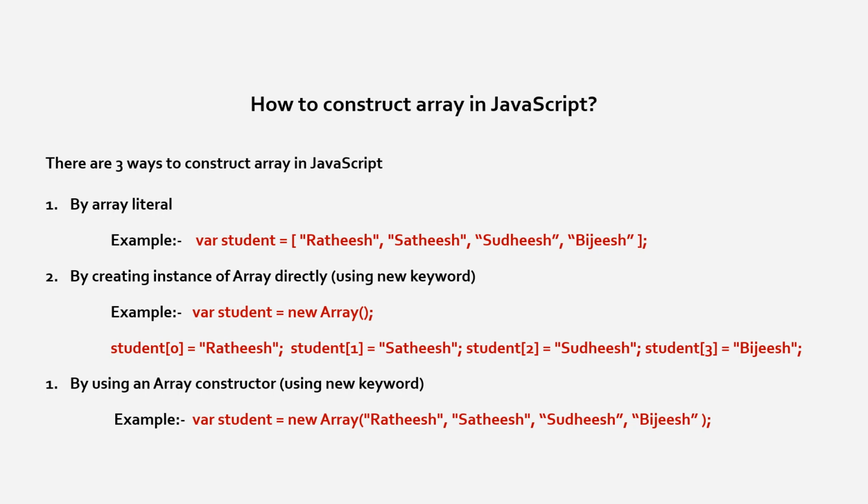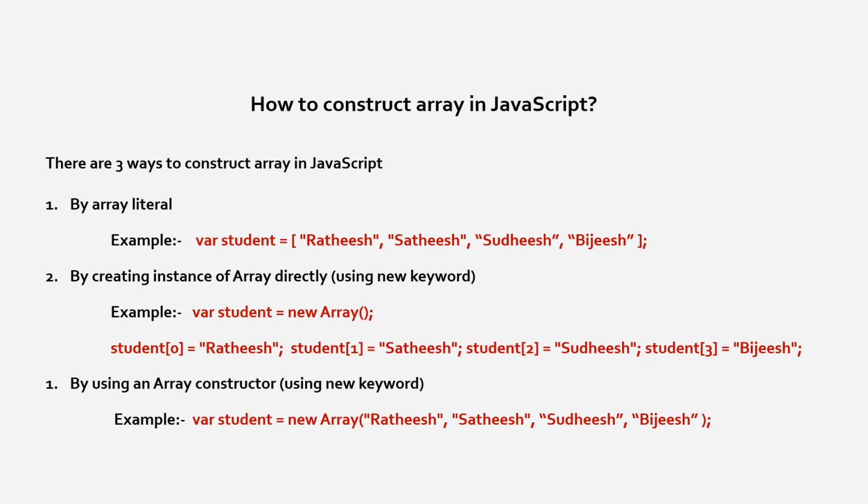Now let's discuss how to construct an array in JavaScript. There are 3 different ways to construct an array in JavaScript. That is, using an array literal, using an instance of an array with the help of the new keyword, and also using the array constructor. We can create an array, again using the new keyword.